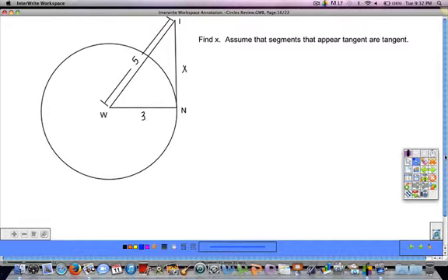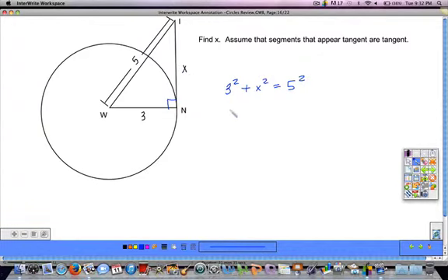All right. Now, assume that segments that appear tangent are tangent. Okay, pause it. Review tangents real quick. Go back to the first screen. What is the story about tangent lines? All right, they make a 90-degree angle with the radius. It wants me to find x, so 3 squared plus x squared must equal 5 squared. If you remember your Pythagorean triplets, this is a 3, 4, 5 triangle, and you wouldn't have to solve anything.